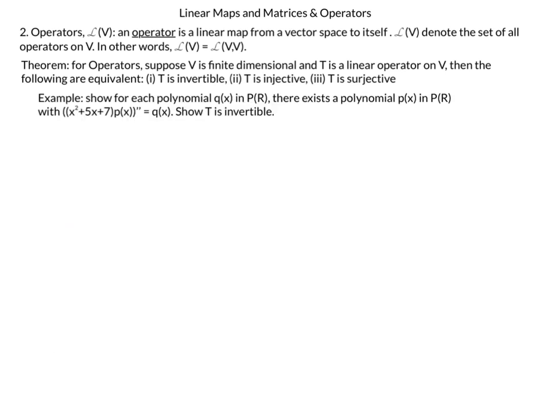We will illustrate use of this theorem here with the example: show for each polynomial q of x in the space of polynomials, there exists a polynomial p in the space of polynomials, such that if we multiply p times x squared plus 5x plus 7 and then take the second derivative, we will get q of x.